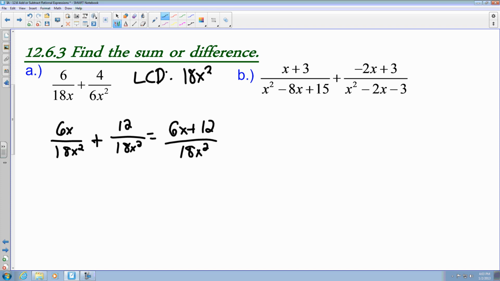And the last thing you have to do is simplify. And what I can do is I can factor out a 6 out of the numerator, which then leaves me with 6 times the quantity x plus 2, all divided by 18x squared. And now I can cancel this because this makes this a 1 and this a 3. So then my final answer would be x plus 2 all over 3x squared.